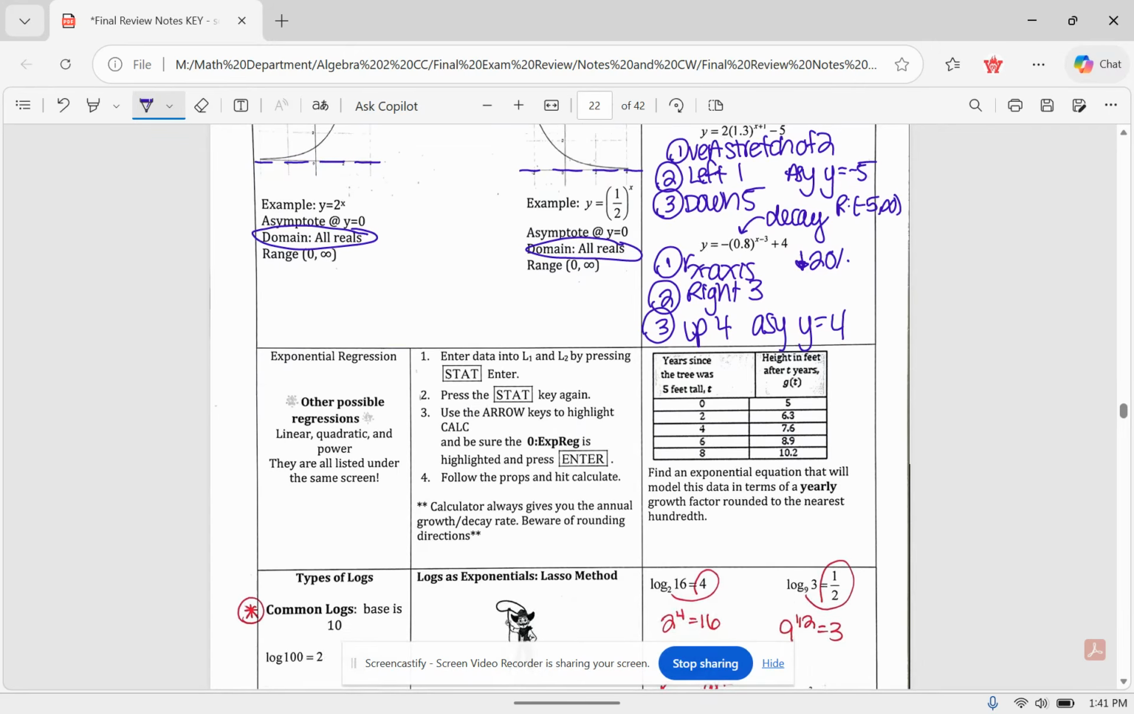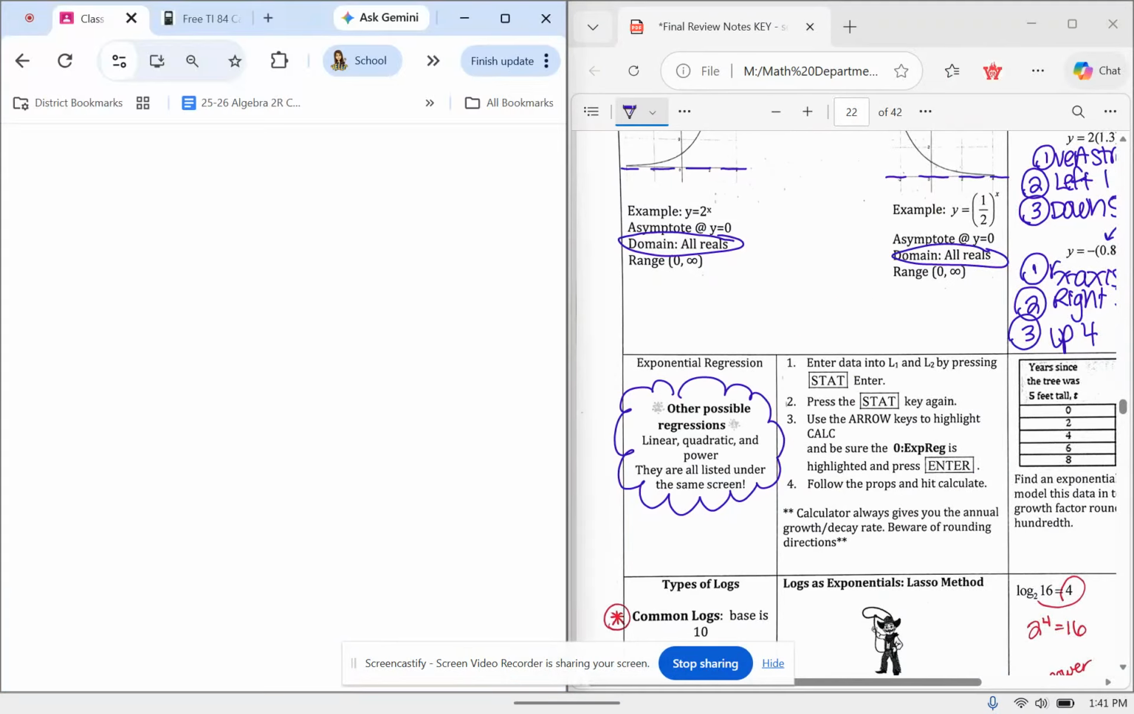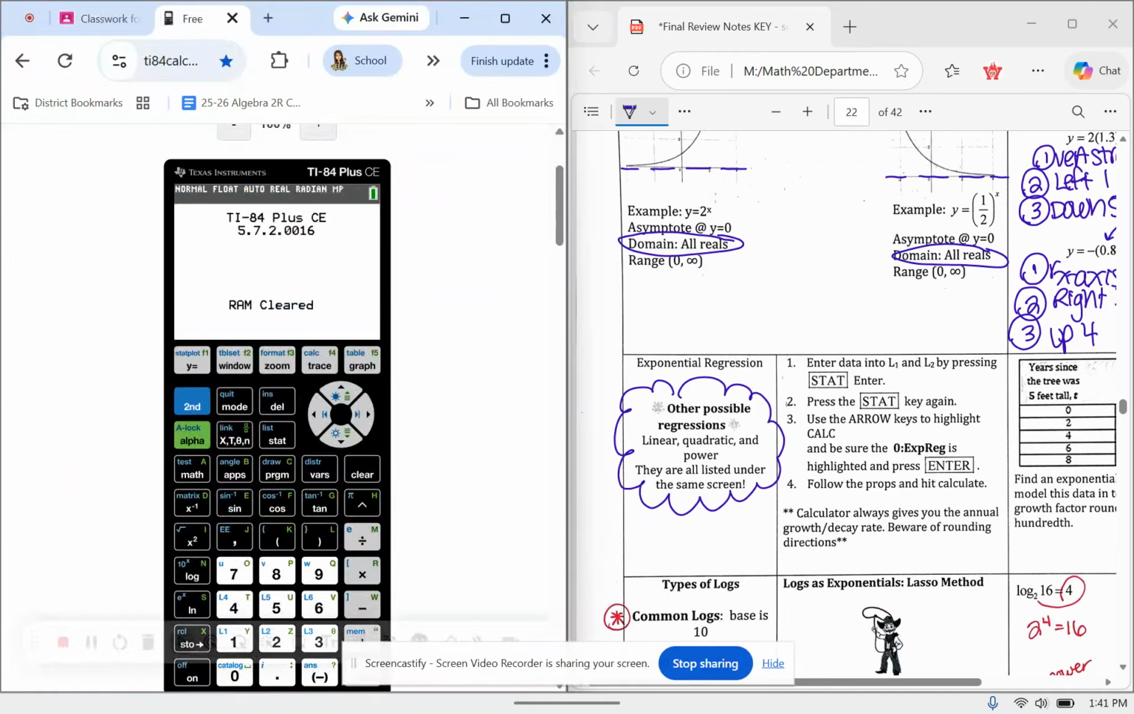Next little section that we would have talked about in our Unit 7 is exponential regression. And just FYI, there actually are other regression types that you could use, like linear, quadratic, power. They're all listed under the same screen. So let me see if I can pull a calculator up here. Here's my little calculator emulator.